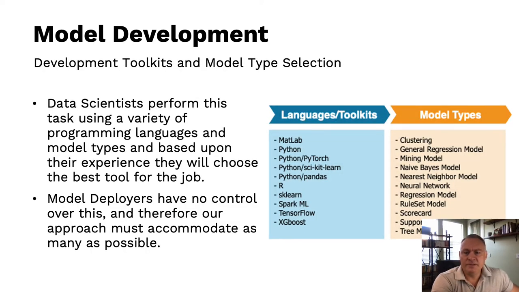Now, as I mentioned in the previous slide, the data science team will choose from a variety of languages, toolkits, and model types based on their expertise. We, as model deployers, do not want to impose any limitation on the data science team in this regard, and therefore need to be able to accommodate the widest variety of these models and languages and toolkits as possible. With Pulsar Functions, we can execute any model that has a corresponding runtime library for any of the programming languages currently supported, including Java, Python, or Go. So as you can see from this list, we can support nearly all of the languages or toolkits shown here and all the various model types as well.